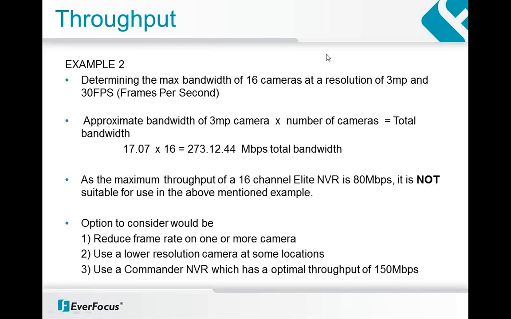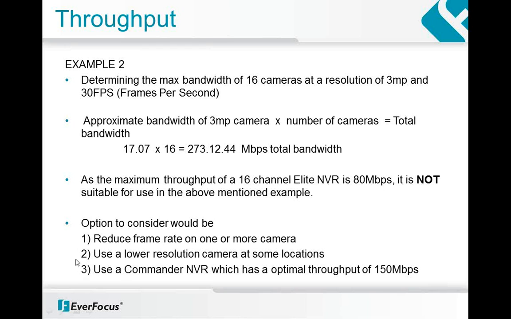Example number 2. We're going to use 16 cameras at a resolution of 3 megapixels and at 30 frames per second. So, utilizing the chart that was a couple slides back, we would take 17.07 times 16. That equals 273 megabits per second total. Now the Elite is only giving you 80 megabits per second, so this is not a suitable solution for this application.